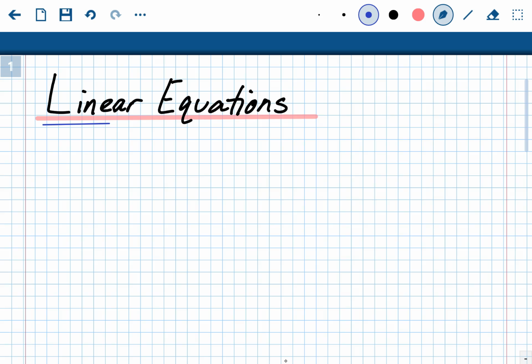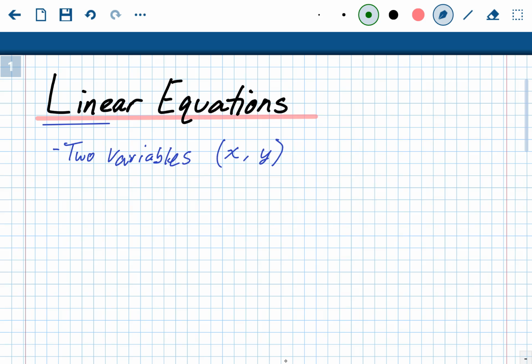Now a couple things about linear equations. First up is that there's going to be two variables. So when we're solving equations, all of our equations only had one variable. We were solving for x, or we were solving for z or y. Linear equations are going to have two variables. There's going to be an x and there's going to be a y.